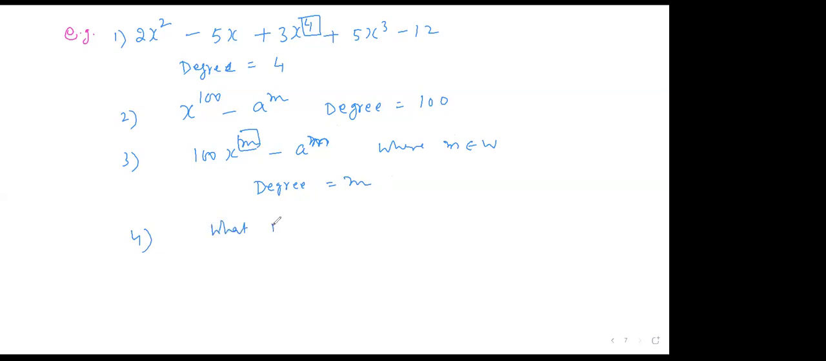What is the degree of a constant polynomial? Suppose we have 3, which is a constant. So what is the degree of 3? This is a little bit tricky.